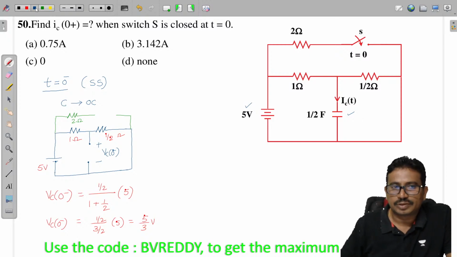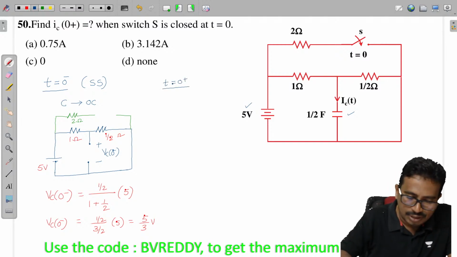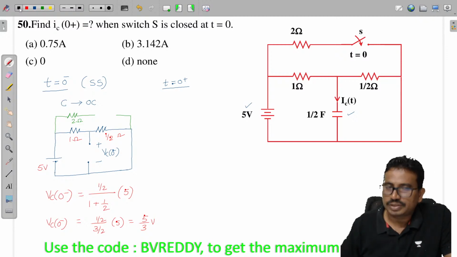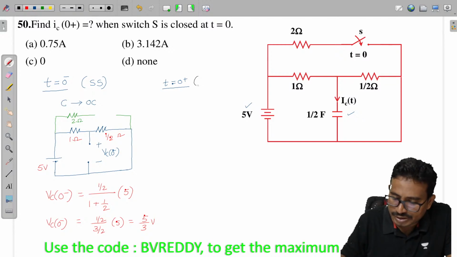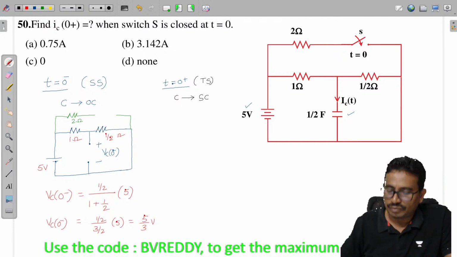5 by 3. So that is at t is equal to 0 minus. Now let's find the t is equal to 0 plus values. At t is equal to 0 plus, what happened, you tell me? The switch is closed, which is a transient state. In transient state, the capacitor will behave as what, you tell me now here? Short circuit with the initial voltage source.